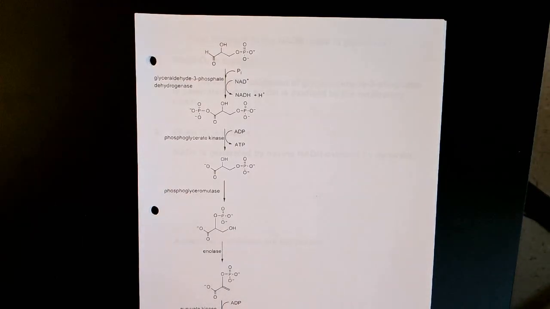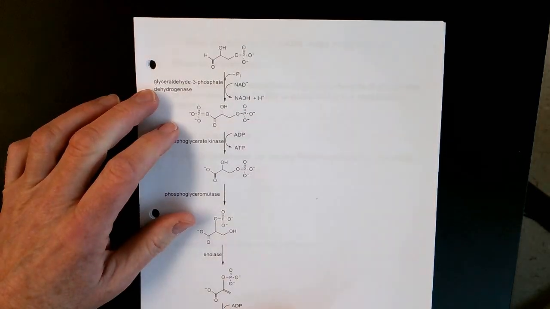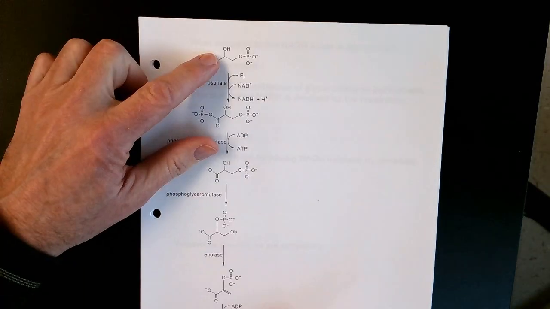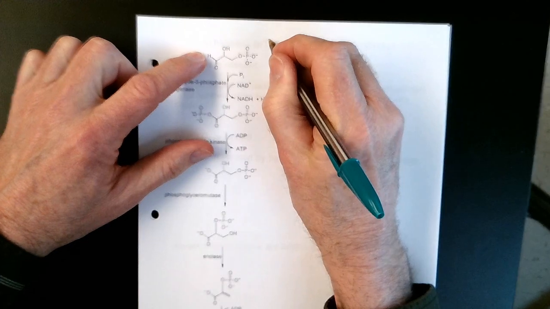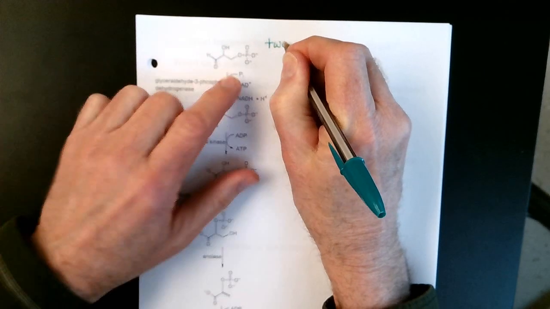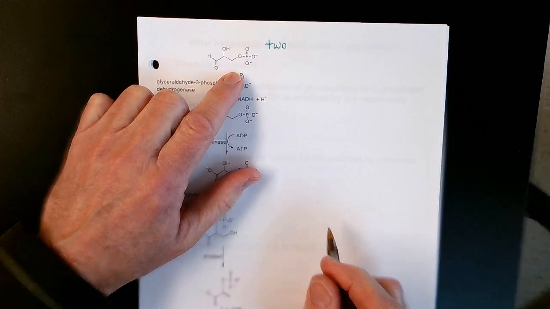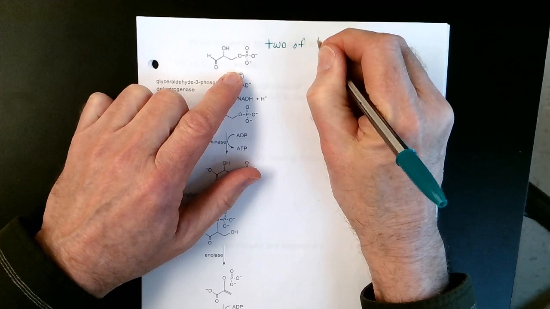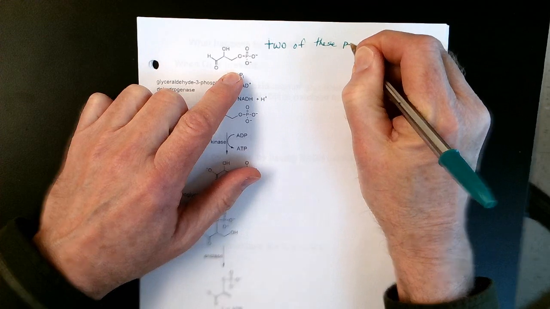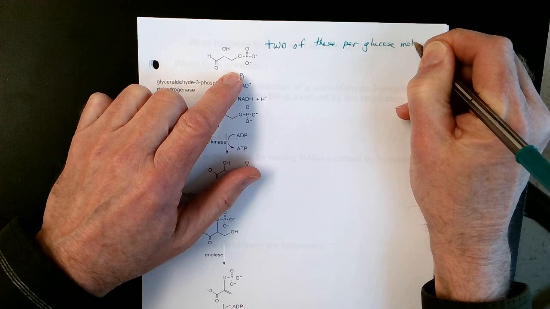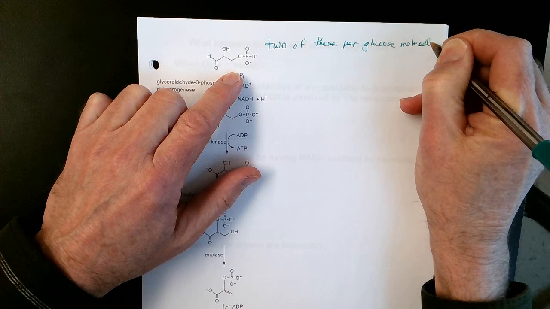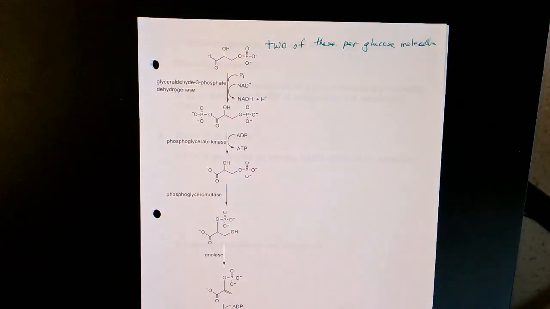Here's where we left off as of last time, and you don't need to know the name of this, but you do need to know one big fact about this point in the process. Remember that as of this point right here, the glucose molecule has split in half, right? So there are going to be two of these per glucose molecule. You now have your body doing twice the number of reactions from this point on compared to the number it took to split the glucose in half.